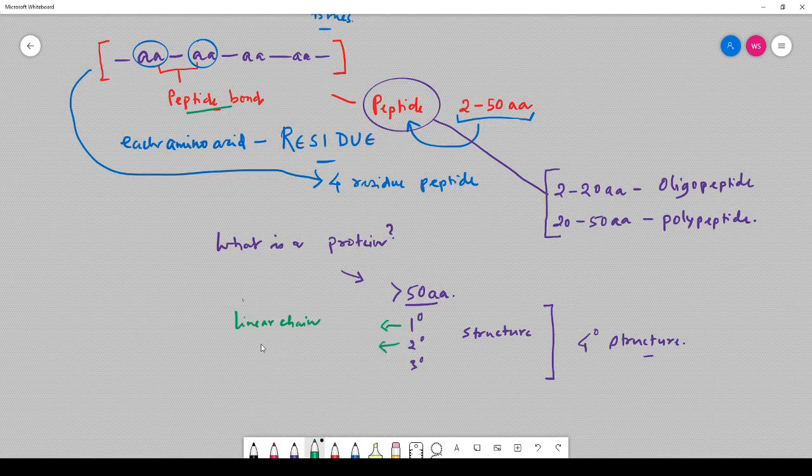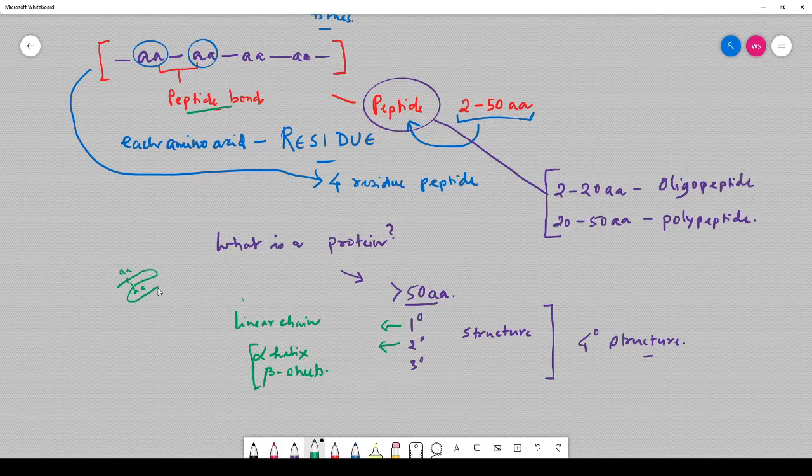The secondary structure is when the linear chain folds. Okay, so when it folds, there is interaction between the amino acids that folds the linear chain, and that gives rise to the secondary structure. The most important secondary structures are alpha helices and beta sheets. Okay. Alpha helices and beta sheets are secondary structures.